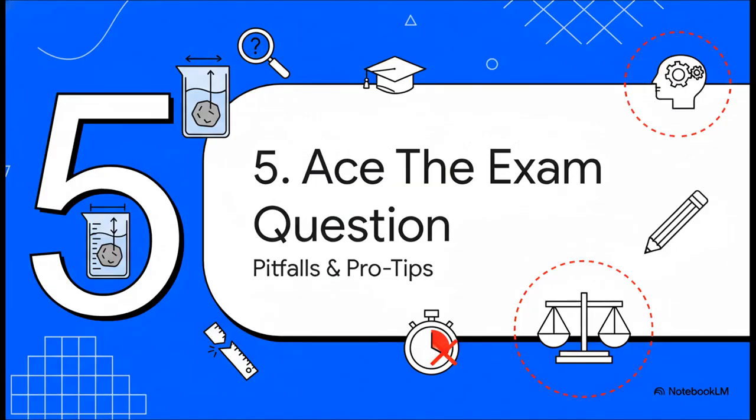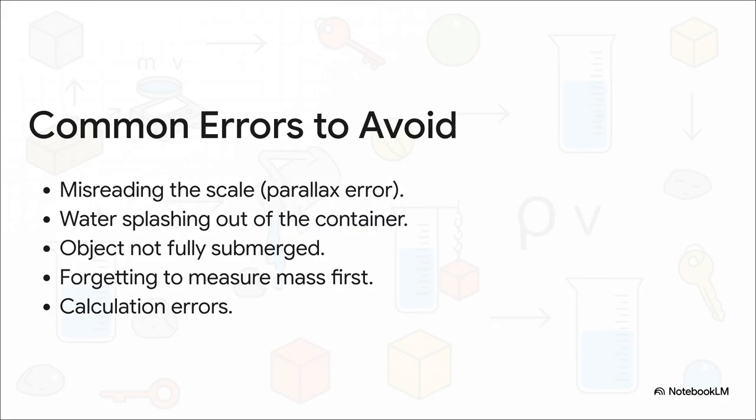All right, we're in the home stretch now. Let's talk about how to absolutely nail this in an exam. We're going to cover the common mistakes and give you some pro tips to avoid them. These are the classic trip-ups. First, parallax error. Make sure you read the measuring cylinder at eye level to get an accurate reading. Second, don't just drop the object in and splash water out. Lower it in gently. You also have to make sure the object is completely under the water. And a really common one, don't forget to measure the mass before you start. Finally, just double-check your calculation. Knowing these pitfalls is half the battle.